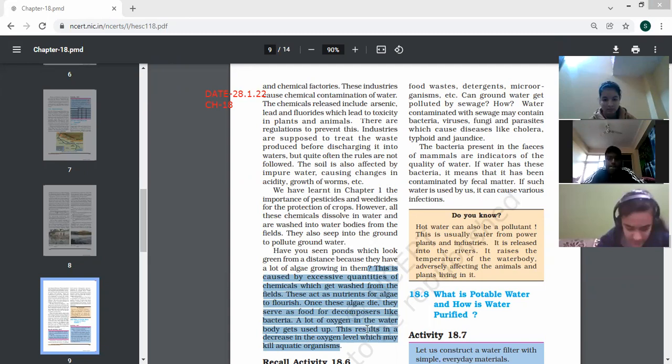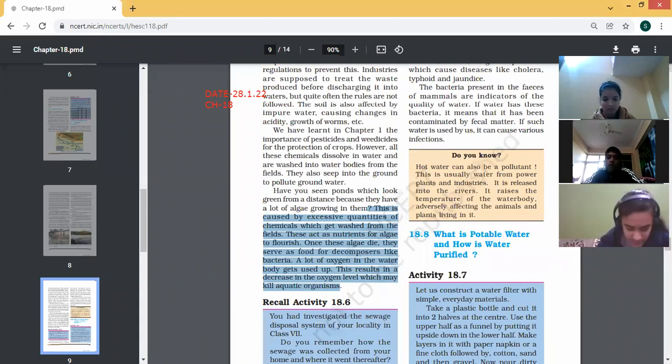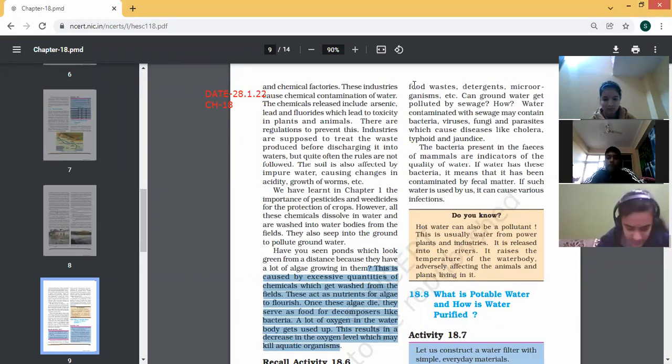So again, the excess of the fertilizers which we are using is also the reason for algae to grow in the ponds and the death of many of the aquatic animals. So we need to take care of all these things. Next comes sometimes untreated sewage, that is also thrown into the rivers. Untreated sewage like this, also food waste, detergent, microorganisms, these all things pollute the water.